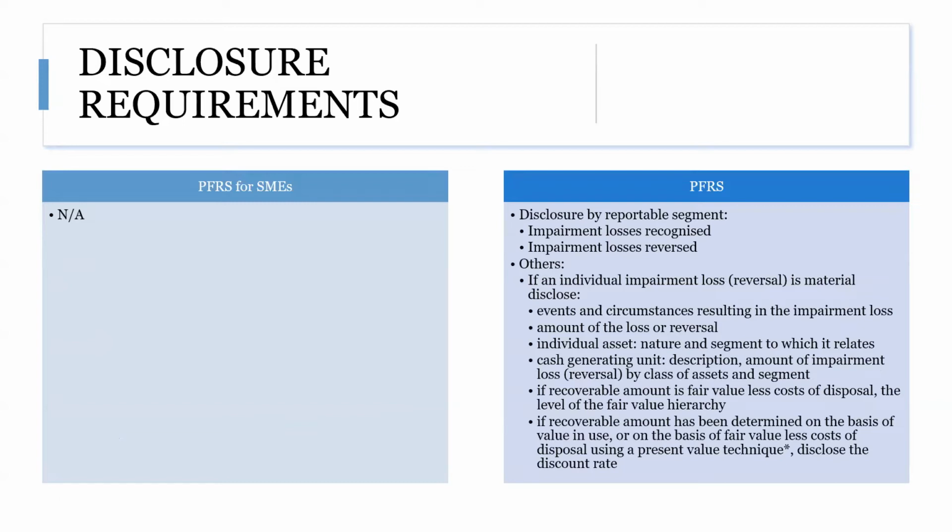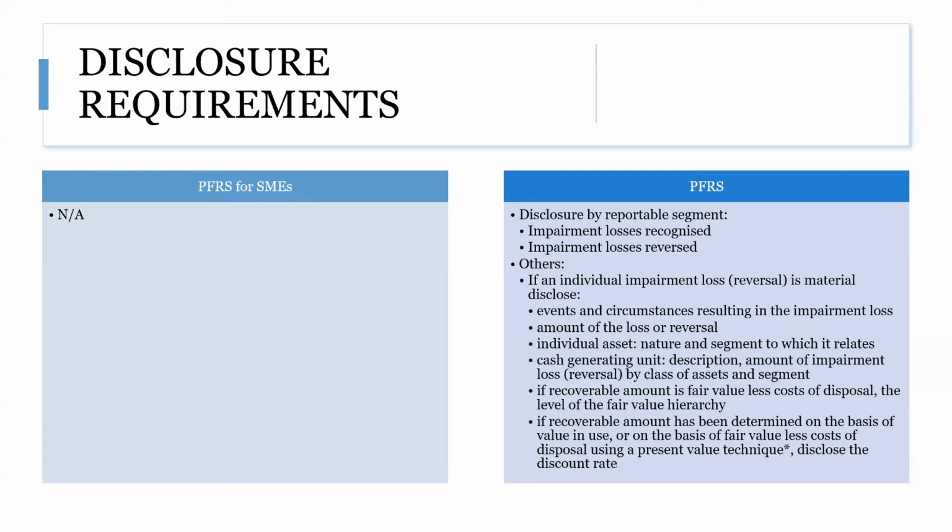Okay. So, if meron tayong mga reportable segments, so for SMEs, wala naman siyang na-require na disclosure. For full PFRS, na-require niya yung impairment losses, recognize yung mga na-reverse na impairment losses. If material yung individual impairment loss, dini-disclose din siya. Yung events and circumstances resulting in the impairment loss, yung amount ng loss or reversal, yung individual asset, yung nature and segment, yung cash generating unit, the description, amount of impairment loss, the class of assets and segment.